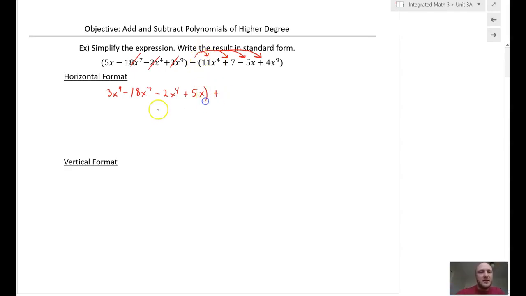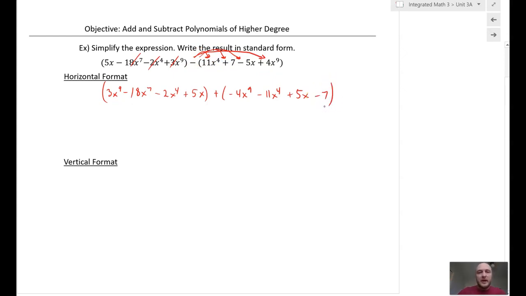Now I'm going to put an addition sign, but I'm adding the opposite. So this is going to be negative 4x to the ninth. Then I have an x to the fourth term, so negative 11x to the fourth. All I'm doing is just distributing. This negative times this term, this negative times this term, this negative times this term, and this negative times the 7. So I'm adding the opposite.